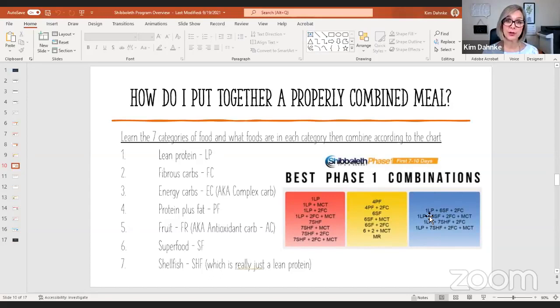But let's look at this first line in the blue column. This reads, Category 1, lean protein, eaten with a Category 6, superfood, eaten with a Category 2, fibrous carb. Now on your hands, your plate, what that might look like, you put your superfood here, your fibrous carb here, your Category 1 here, and you cover and you eat it. And there you go. When you look down at the bottom of the yellow column, there's two letters, MR.